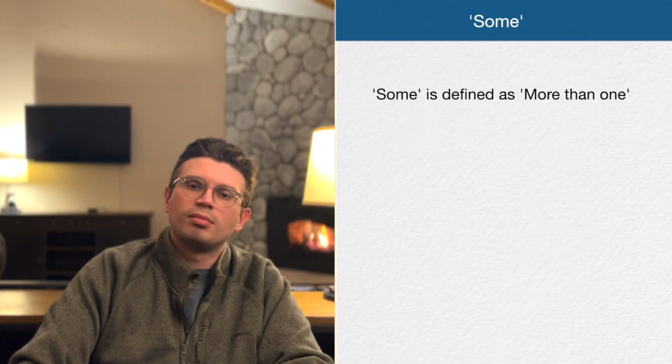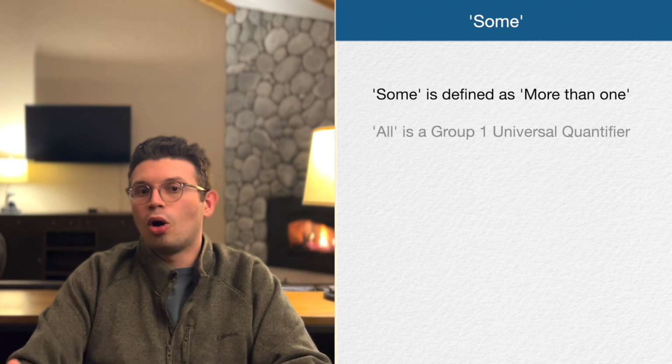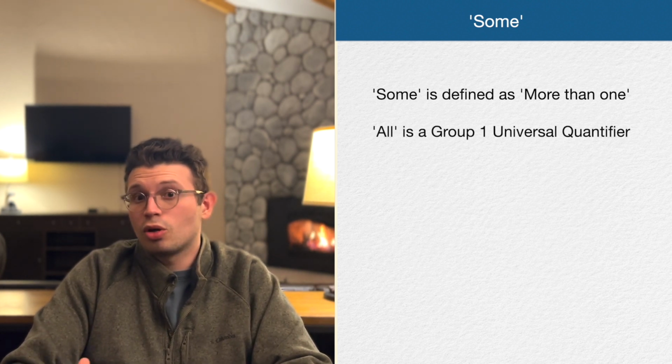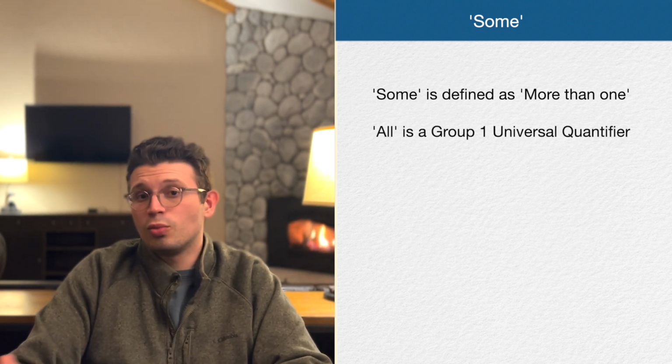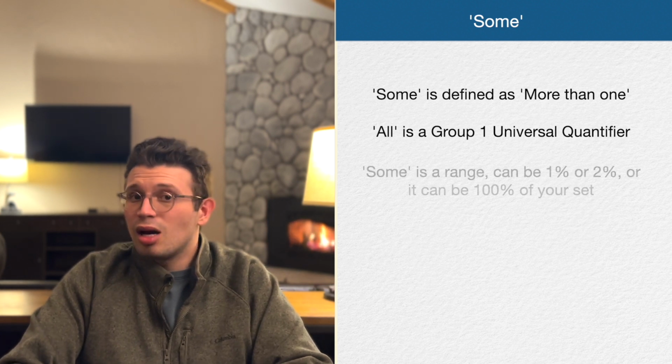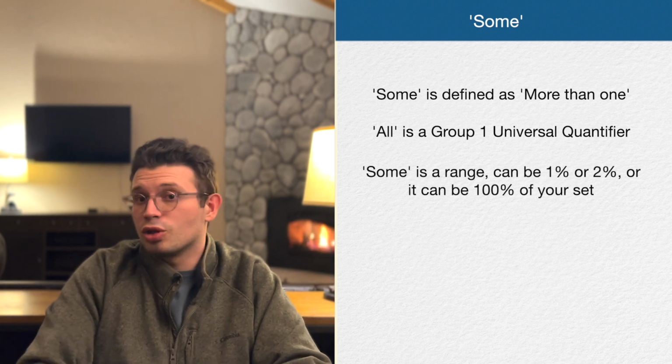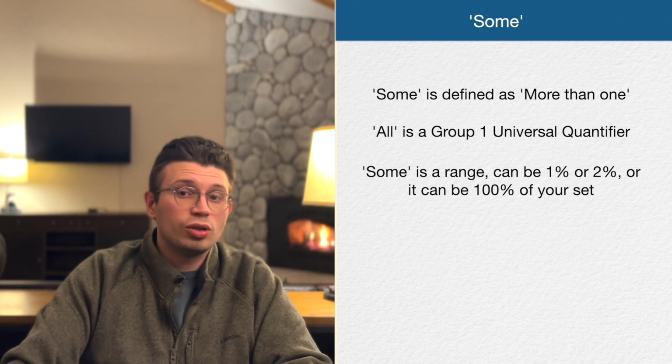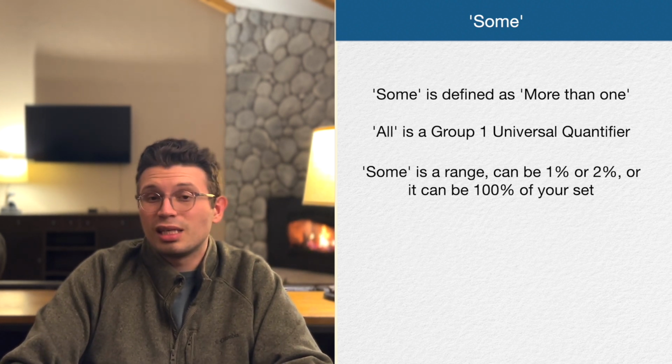So some is defined as more than one. I want you to compare that to all, which is a universal quantifier, right? The word all is a universal quantifier. That's a group 1 universal quantifier. Some just gives you a range. It can be 1 or 2% of your set, or it can be 100% of your set. It is ambiguous. It gives you options.